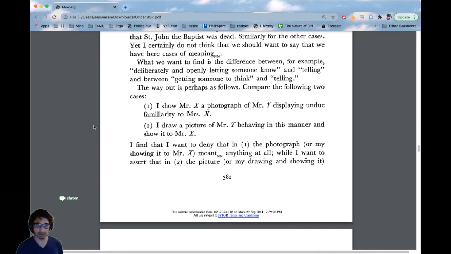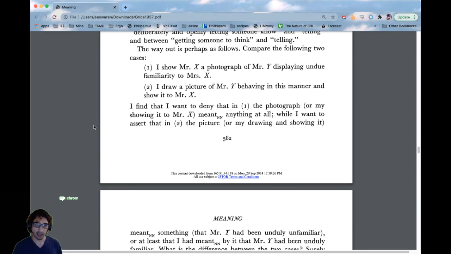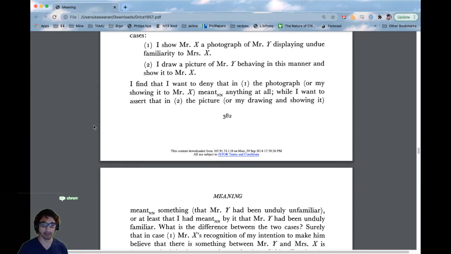The way out is perhaps as follows. Compare the following two cases. 1. I show Mr. X a photograph of Mr. Y displaying undue familiarity to Mrs. X. 2. I draw a picture of Mr. Y behaving in this manner and show it to Mr. X. I find that I want to deny that in one, the photograph or my showing it to Mr. X meant anything at all, while I want to assert in two that the picture or my drawing and showing it meant something, that Mr. Y had been unduly familiar, or at least that I had meant by it that Mr. Y had been unduly familiar.